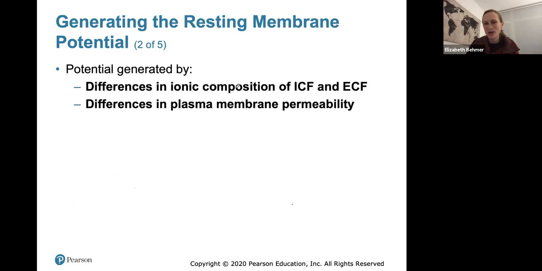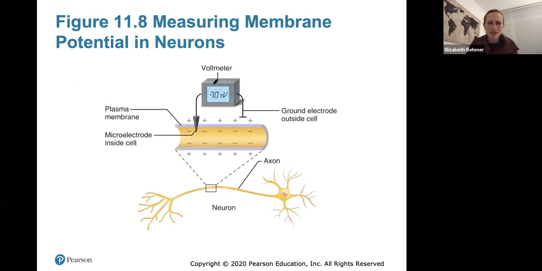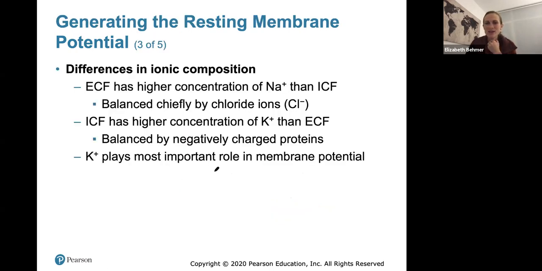Differences in the ionic composition can affect the potential. The intracellular fluid (ICF) and extracellular fluid ion differences will affect the resting potential, as well as differences in the plasma membrane permeability. So this is a voltmeter that's just measuring a resting neuron. The part of the neuron we're looking at is the axon, and we're focused on the inside of the axon itself. Inside of the membrane, we're at about -70 millivolts as a resting nerve.